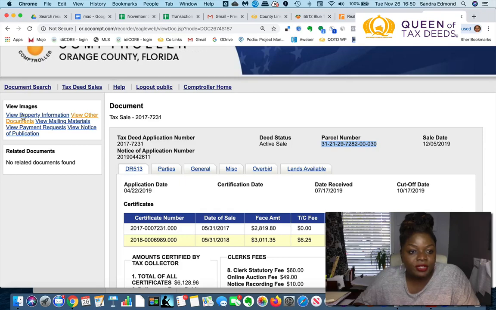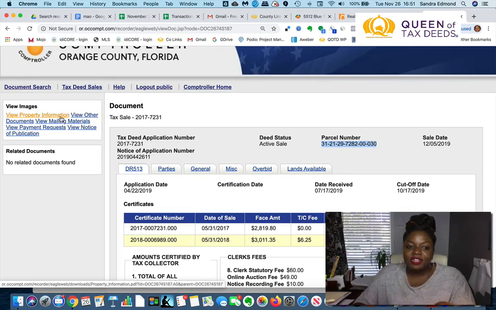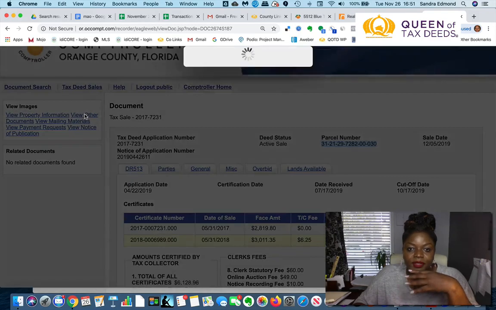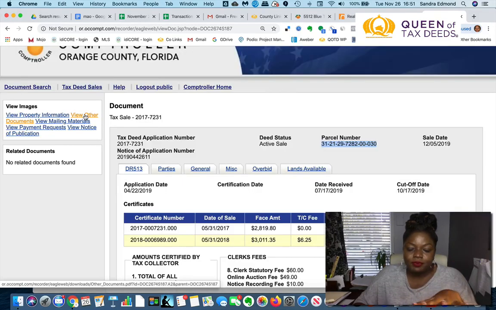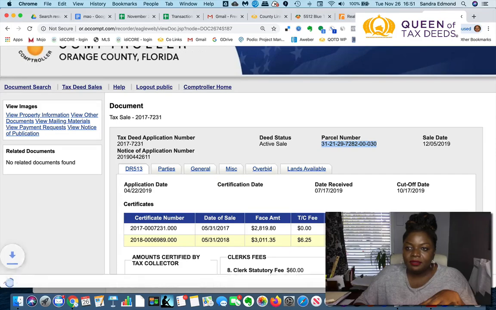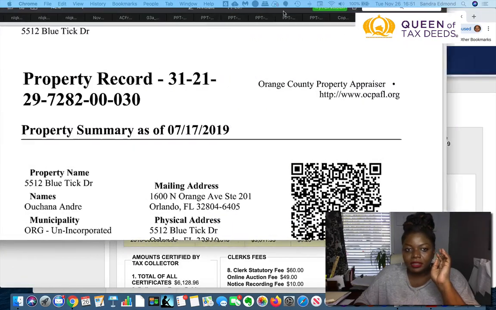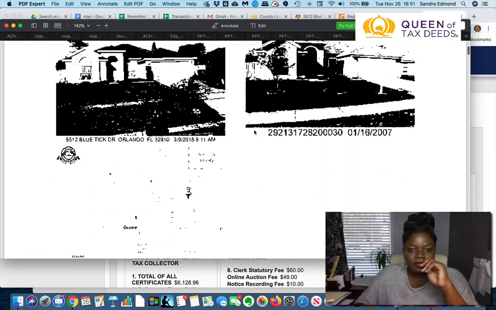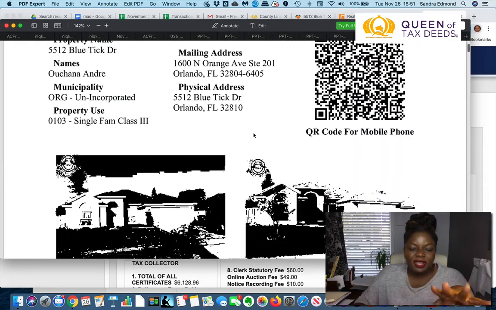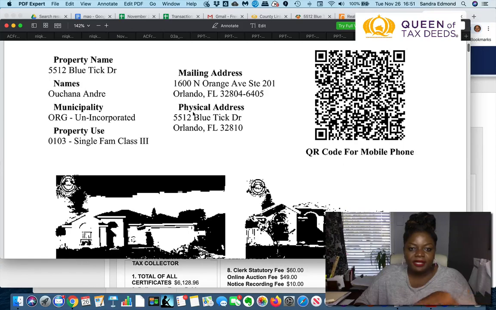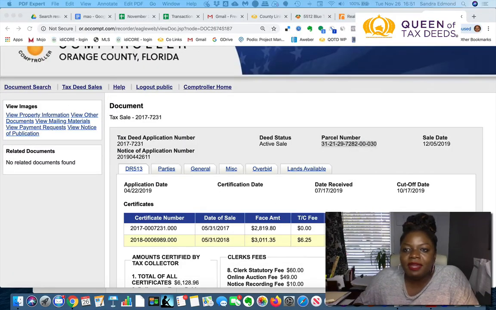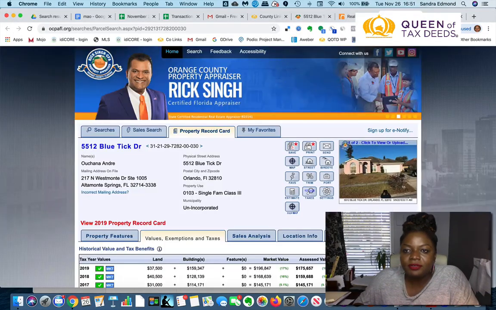The other option is we can come over here under other documents or view property information. They actually have a scanned copy of the property appraiser's printout of this property. Let me show you what that looks like. Here it is. It's just a scanned copy, black and white, not really the best image. So it's much better if we just view it directly from the property appraiser's website.